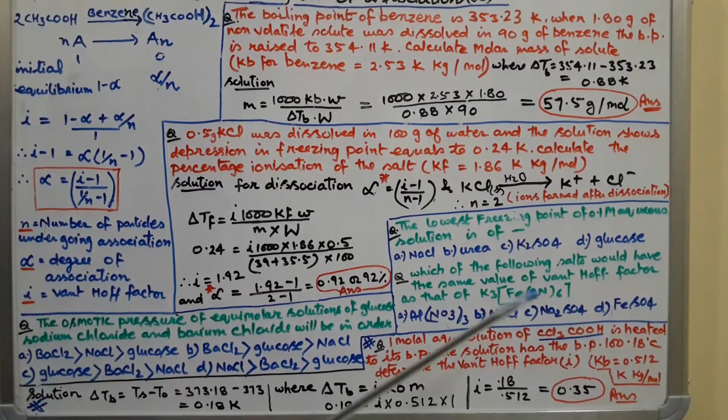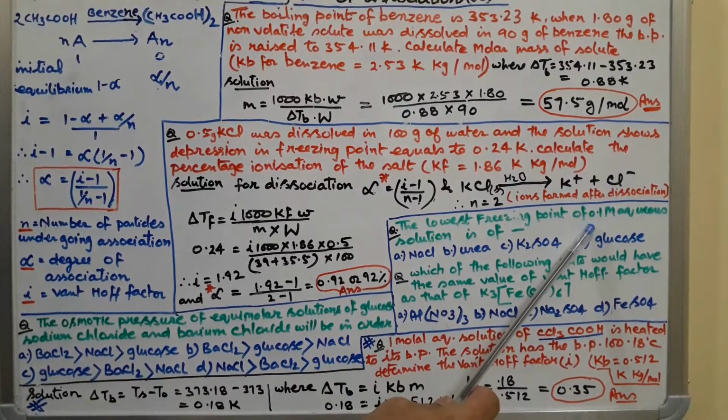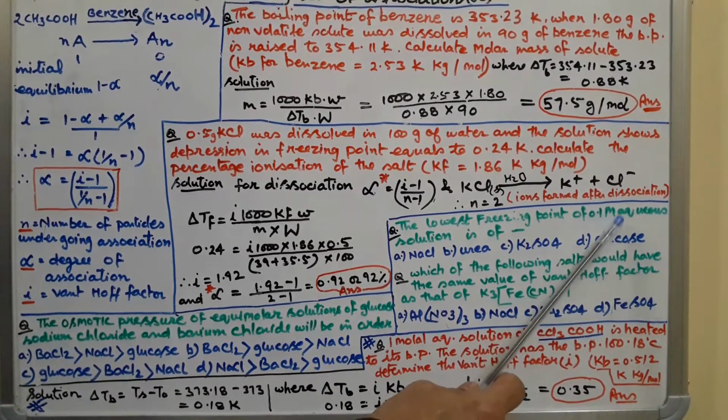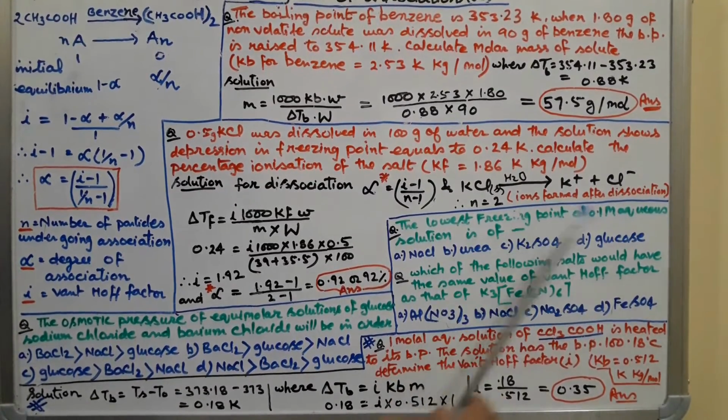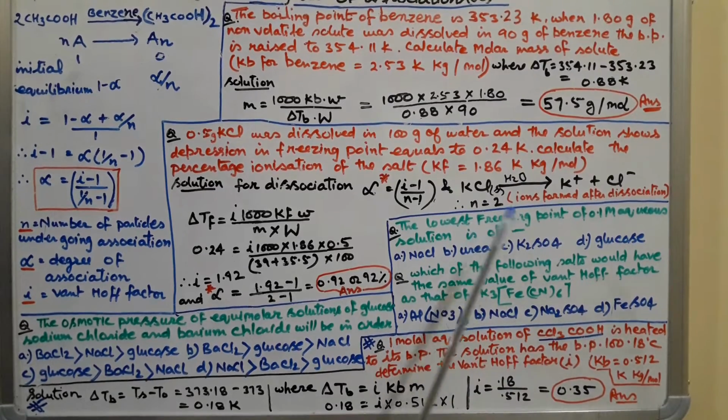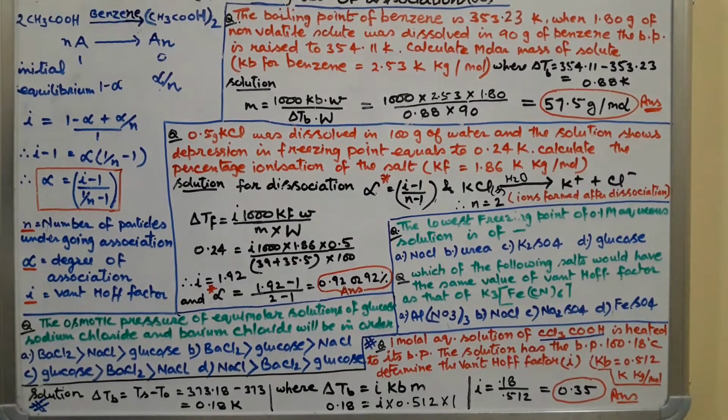Now, let's have this multiple choice question. It's a very common thing in your exam, your competitions. The lowest freezing point of 0.1 m aqueous solution is of. Four options are given here: NaCl, urea, K2SO4 and glucose. So just think for 30 seconds and the answer is going to be there with you. Think.